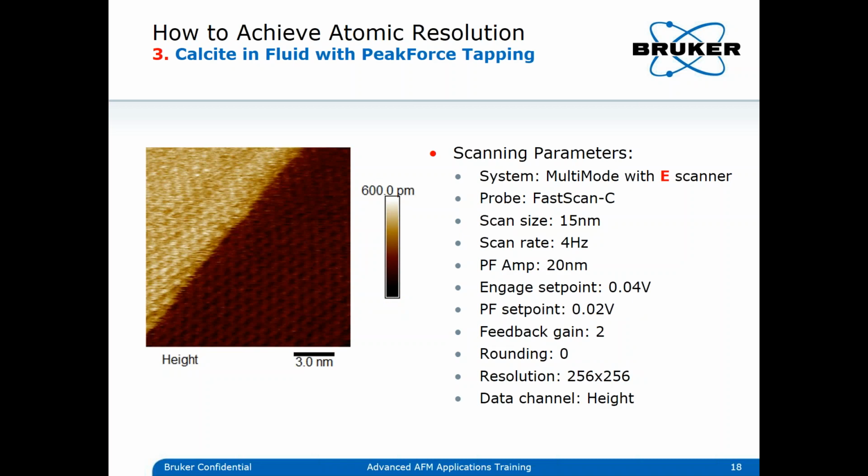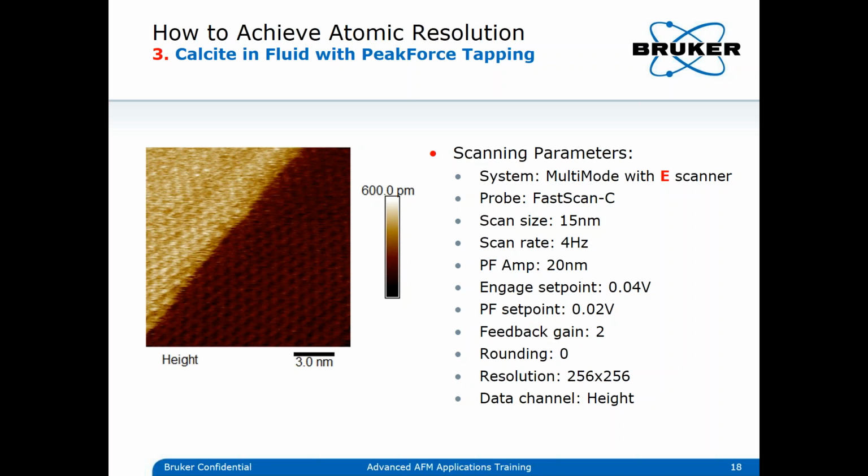On calcite, as a third example, you can see an image made with PeakForce Tapping. In this case, this was done with a Multimode and an E scanner. It was a FastScan C probe, with a 50 nanometer scan size. The scan rate was 4 Hertz in this case. The PeakForce amplitude was reduced to 20 nanometers. The engage set point is also pretty low at 0.04 volts, while the set point for the measurement itself is 0.02. So we have a very soft engage so that we do not damage the tip while engaging, and then we increase it a bit to get better tracking.